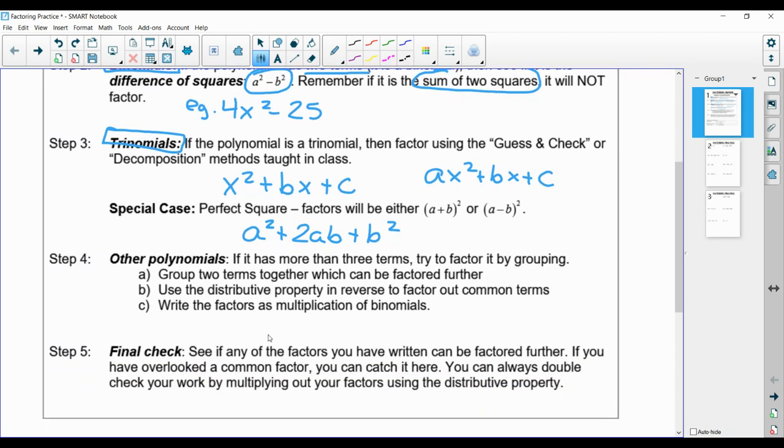Now, what if it's not a binomial and it's not a trinomial? There is another scenario that you could come across quite frequently. If there's more than three terms, try to factor by grouping. And sometimes it's just as simple as simplifying your terms first.